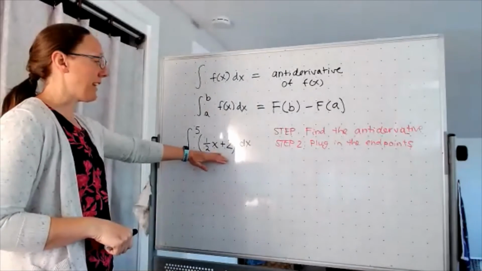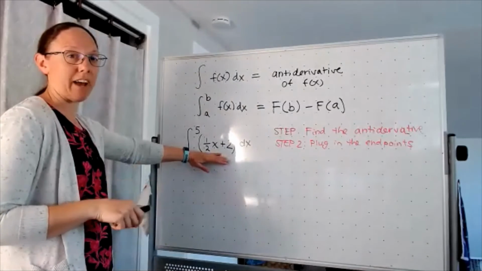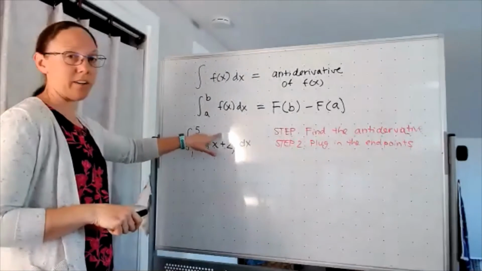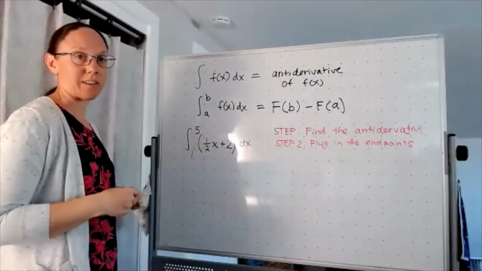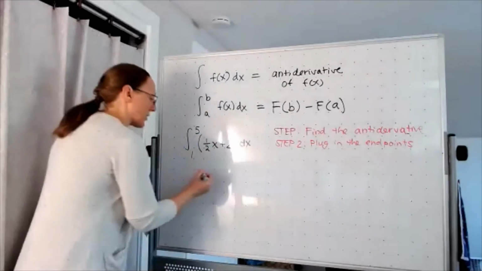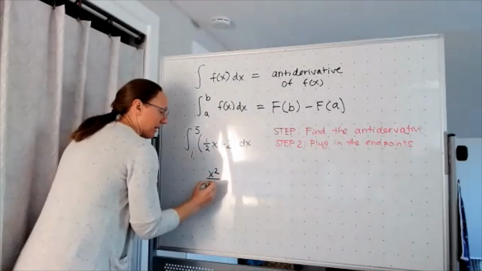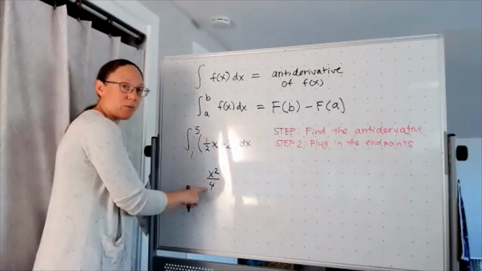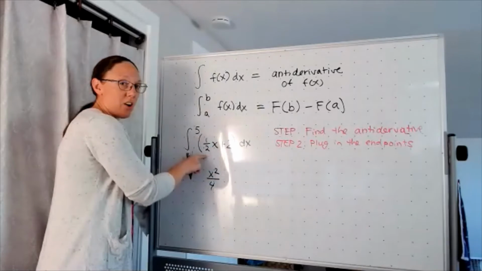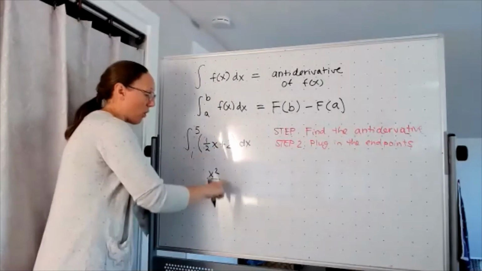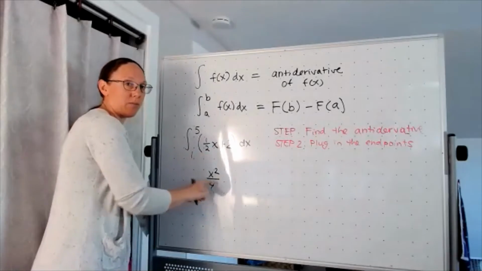So if I need to find the antiderivative of 1/2 of x, we're going to add 1 to the exponent and divide by the new exponent. So this will turn into x squared divided by 4. And again, I'm getting the 4 because I already had a 2 in the denominator, and then I have to also divide by the new exponent.